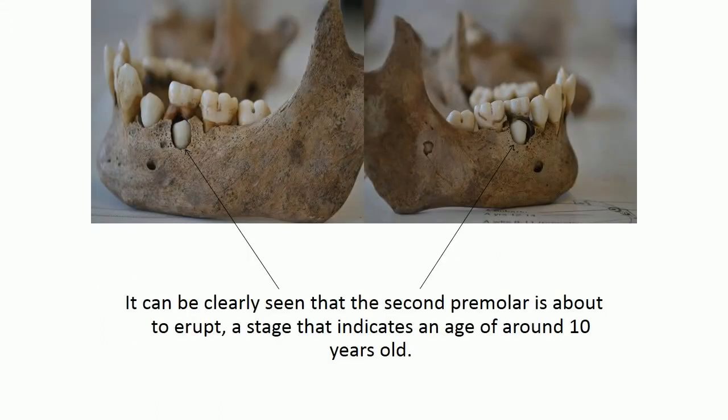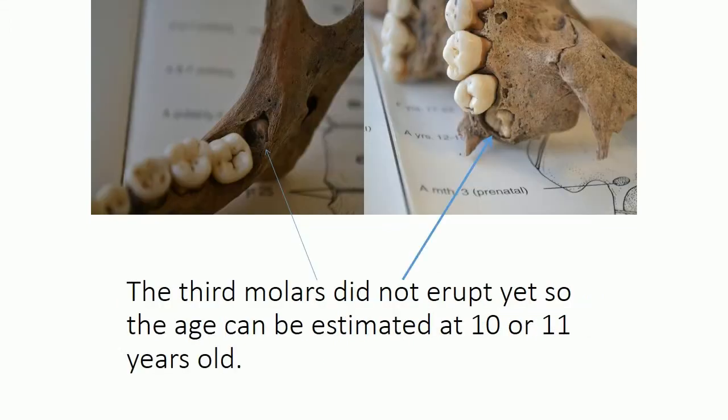For example, it can be clearly seen that the second premolar is about to erupt, a stage that indicates an age of around 10 years old. The third molars did not erupt yet, so the age can be estimated at 10 or 11 years old.